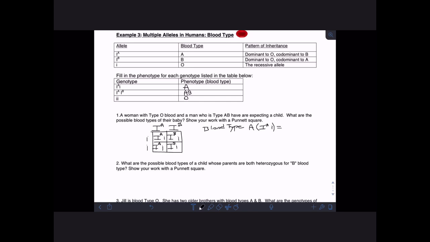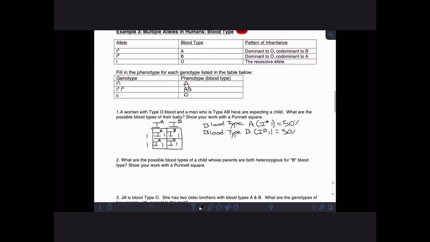As I fill in, I categorize blood type A as uppercase I, uppercase A, lowercase i, because it's heterozygous, and that's a 50% possibility for offspring to have that trait. And blood type B is going to be categorized as the same, except the A is replaced with the B, and there's only 50% remaining, so there's a 50% chance that the offspring will have that genotype.